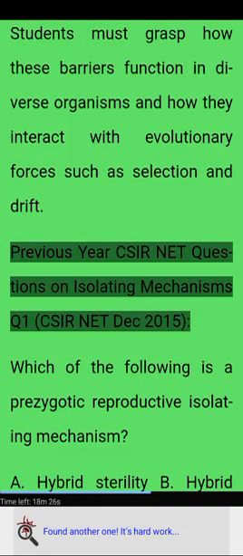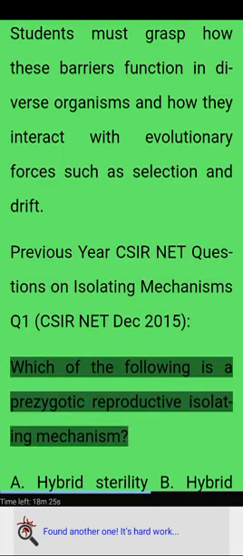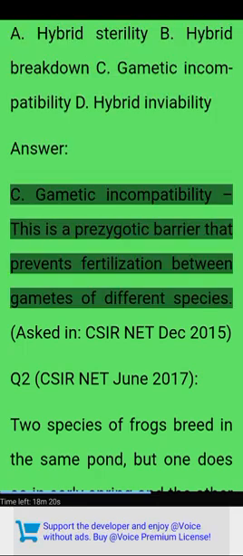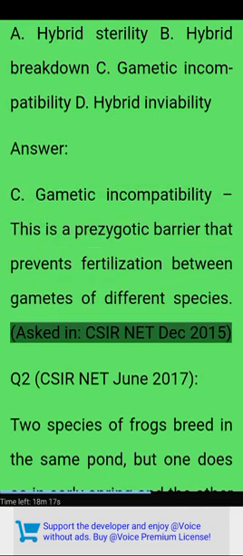Previous year CSIR NET questions on isolating mechanisms. Q1, CSIR NET December 2015. Which of the following is a prezygotic reproductive isolating mechanism? A, hybrid sterility; B, hybrid breakdown; C, gametic incompatibility; D, hybrid inviability. Answer: C, gametic incompatibility. This is a prezygotic barrier that prevents fertilization between gametes of different species. Asked in CSIR NET December 2015.